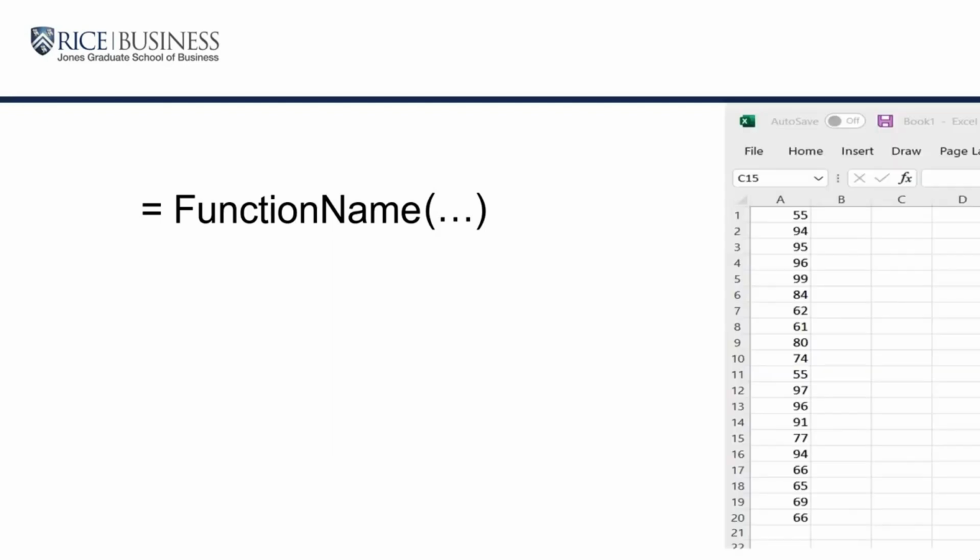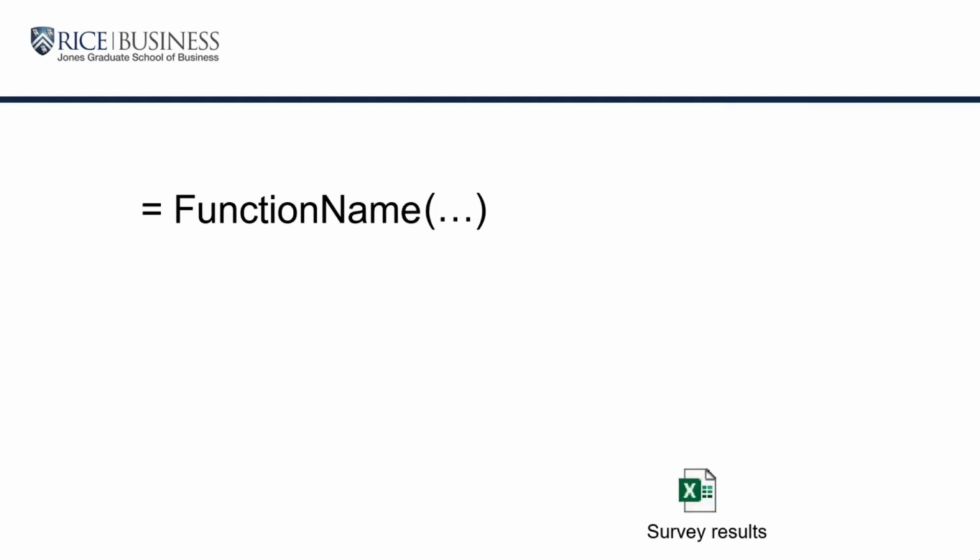For example, if I wish to sum up the numbers in cells A1 through A20, what I would do is I would put an equal to, then sum, then within parentheses, I'll put in the arguments A1 through A20. And when I press enter or return, I'll get my answer, 1576. Let us look at another example by going to the file survey results.